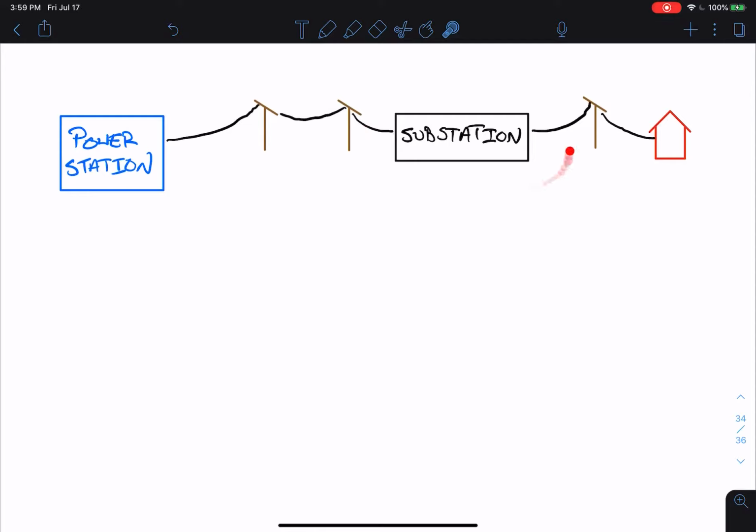And when it gets to the city, it is diverted to various substations. And then from the substations, it goes to our homes and businesses.